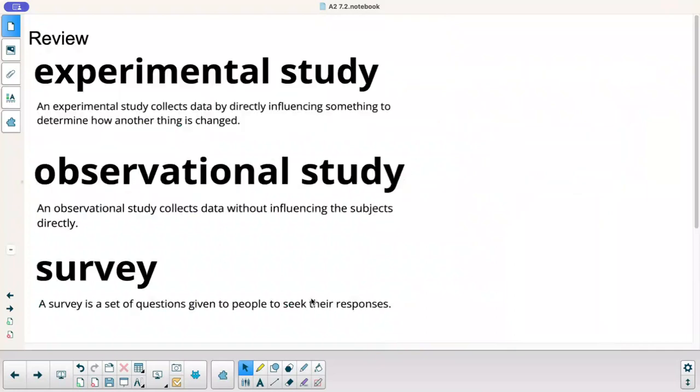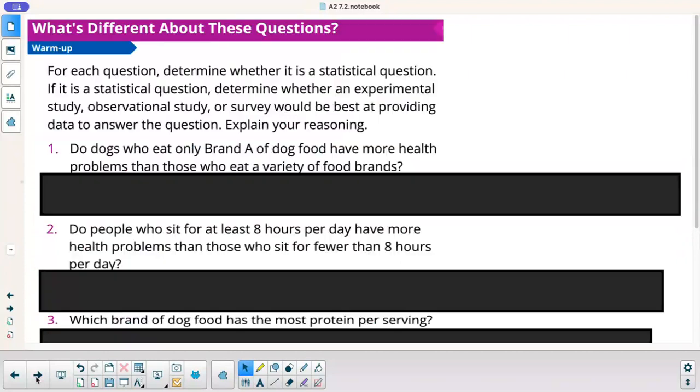So a little review here. An experimental study is a study that collects data by directly influencing something to determine how another thing is changed. An observational study collects data without influencing the subjects directly. And a survey is a set of questions given to people to seek their responses. Each one of these has a time and a place to be used, and sometimes one of them is better than the others. So that's what we're going to look into today.